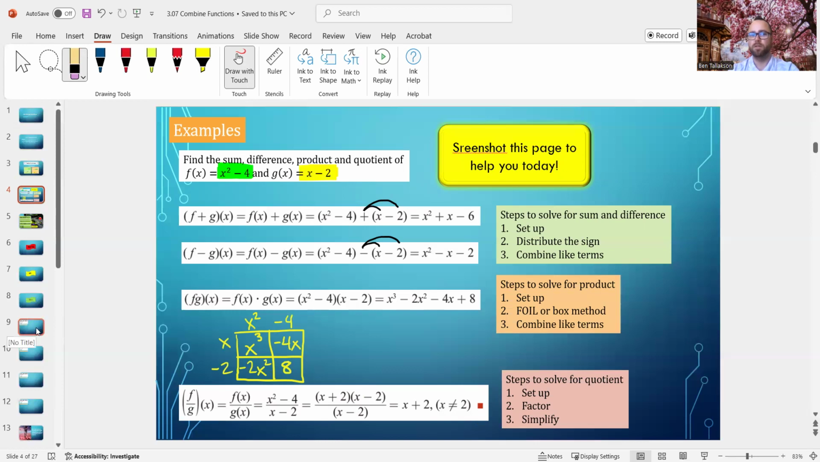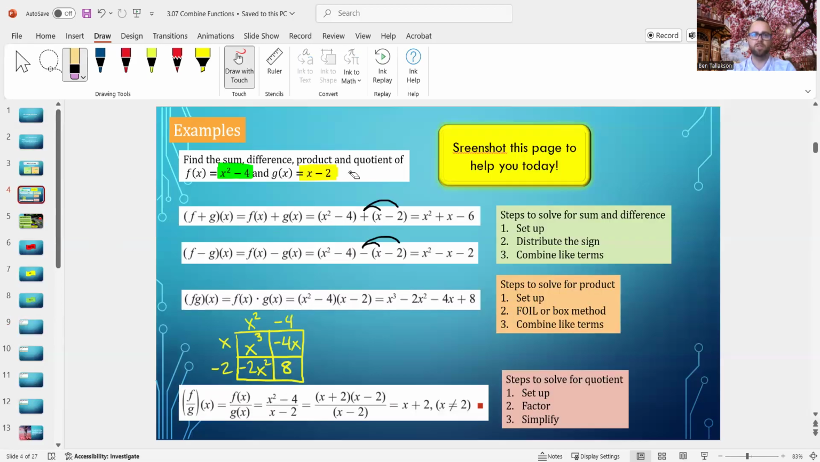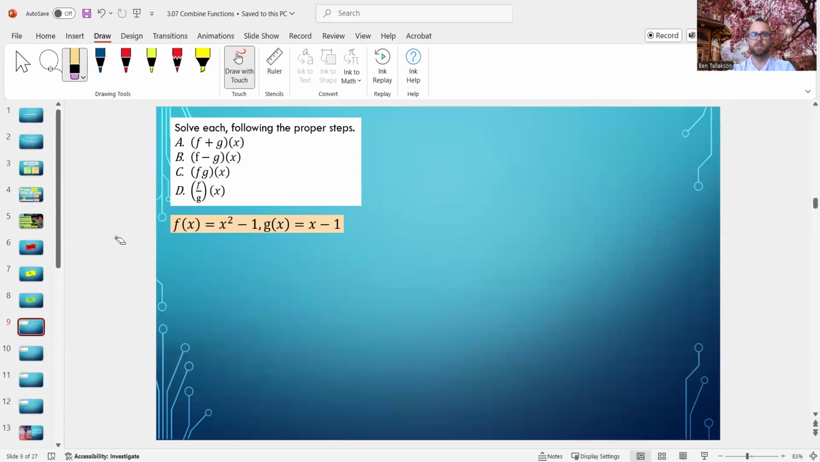Okay. Now is a time for you to practice all 4 operations with these 2 functions. Now, they're not too long, they're not too complex of functions. They're similar to these, but slightly different. Okay, now let's do it together.